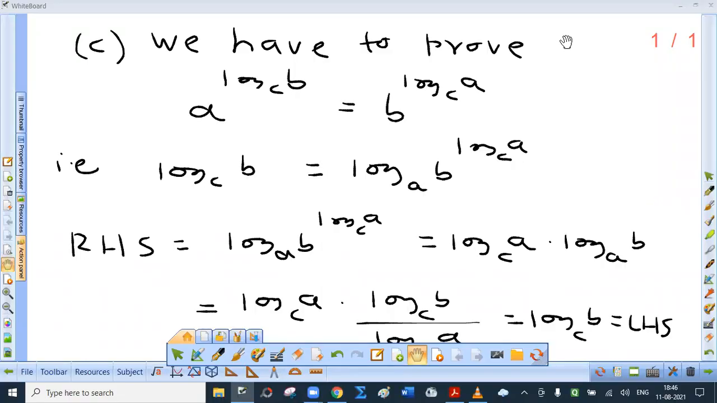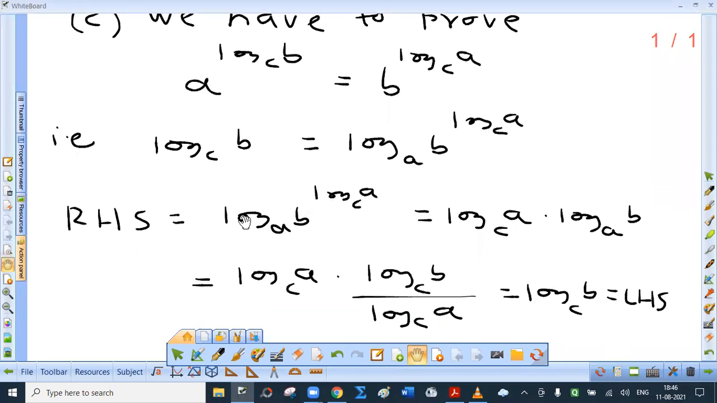Now C part, we have to prove that a raised to log b to the base c is b raised to log a to the base c. See, we have to prove this. That is to prove what? Index is defined. See, this is the index. Index is defined as logarithm of this to the base a. Okay. So to prove this means to prove this.